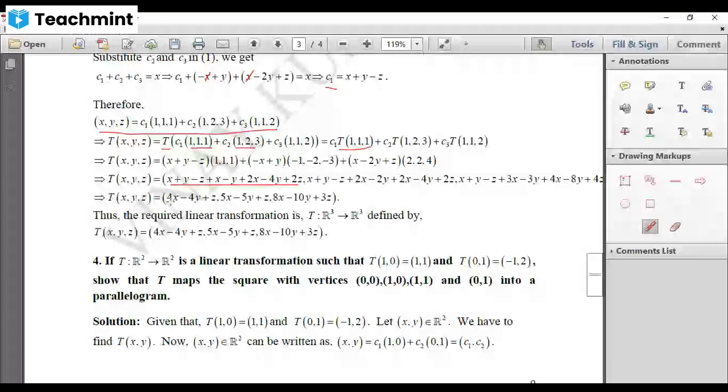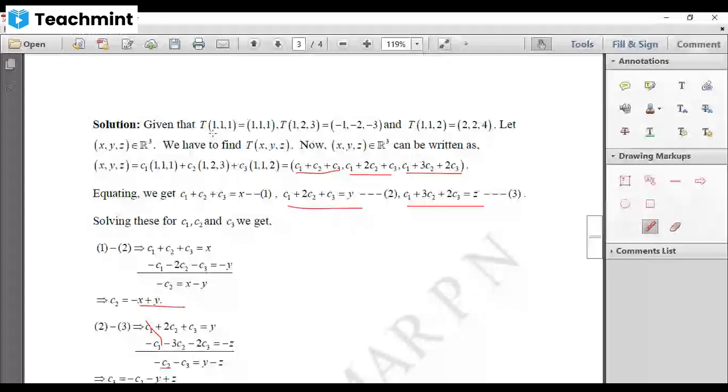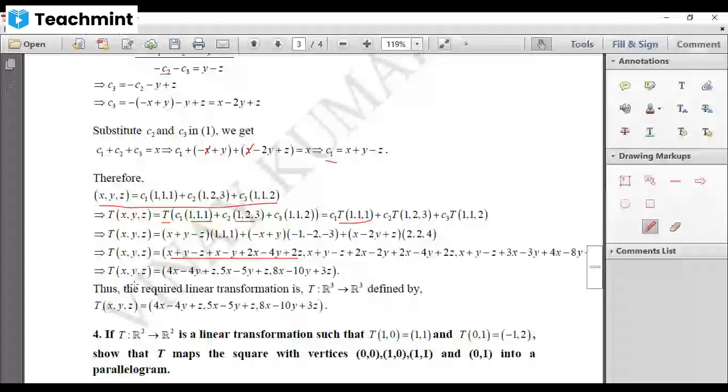Therefore, what is the required linear transformation? The required linear transformation T from R3 to R3 is defined by this. As I said, you can verify by substituting the value for x, y, z as 1, 1, 1. And if you get the image as 1, 1, 1, then you can declare that the answer which we got is correct.